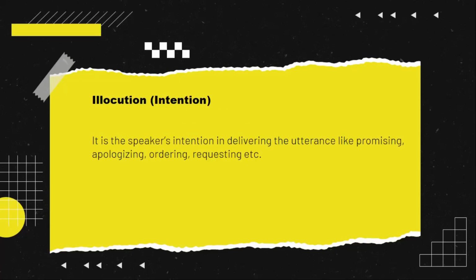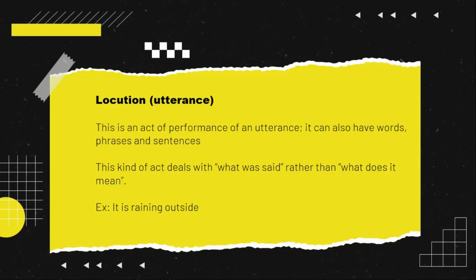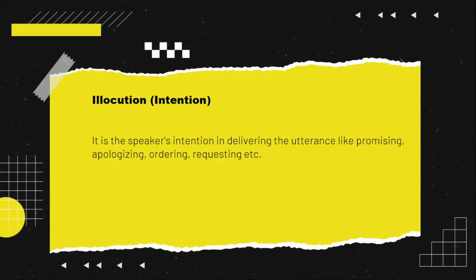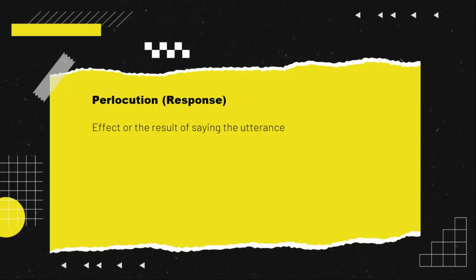So again, locution is the utterance. What is the literal meaning of the word or what you've said? That is locution, an utterance. Elocution is the intention of the speaker, why he or she said or delivered that sentence or utterance. Perlocution is the effect or the result of the utterance. Okay? I hope that's clear.